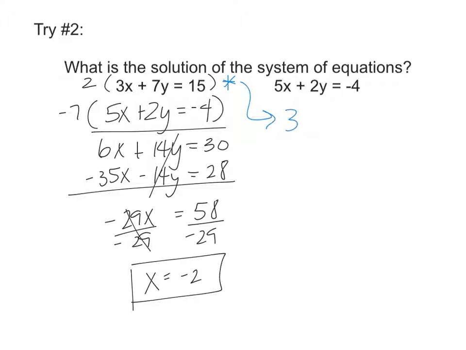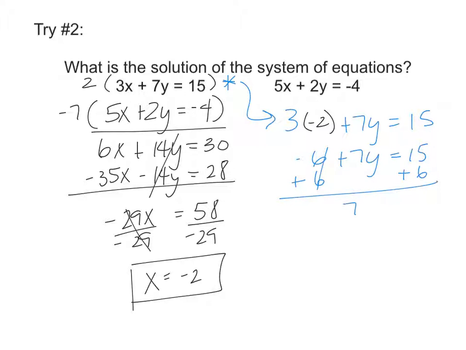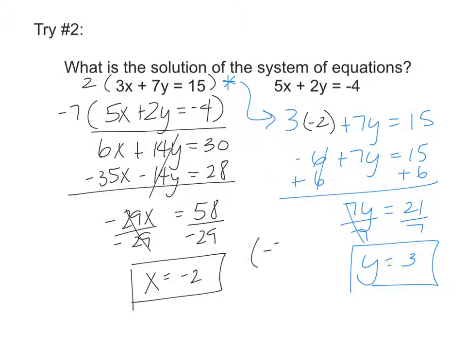3 times my x variable, which is negative 2, plus 7y equals 15. If I multiply, I'll have negative 6 plus 7y equals 15. Add 6. So 7y will equal 21. Finally, if I divide by 7, y will equal 3. So our final answer as a solution, which is an ordered pair, should be negative 2, 3.